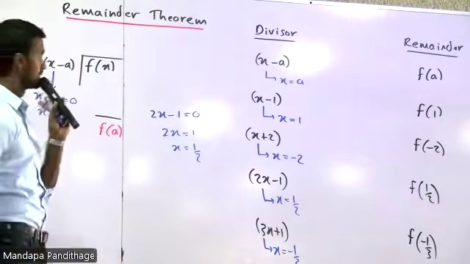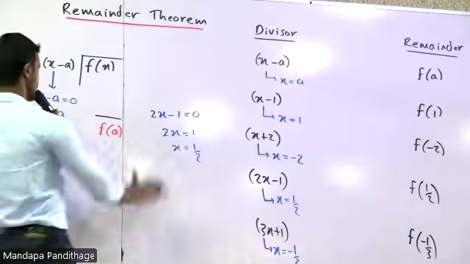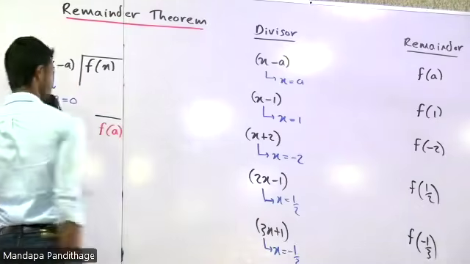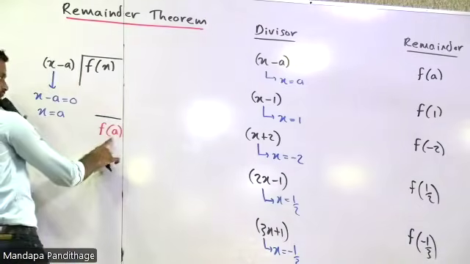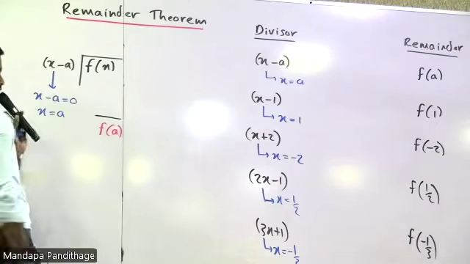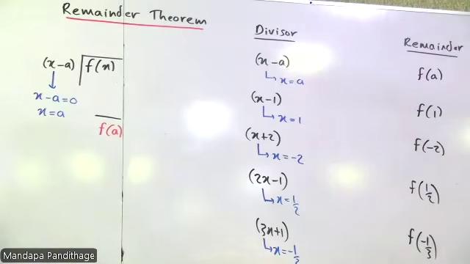So this is simply the remainder theorem. When f(x) is divided by x minus a, the remainder is f(a). And from where do we get this a? a is the value of x such that the divisor is equal to 0. Okay, hands up if you understood that.